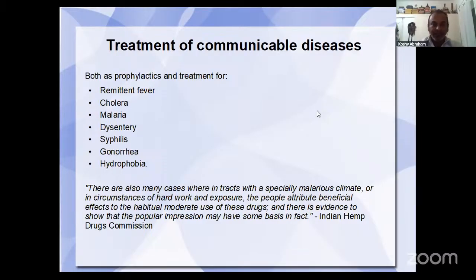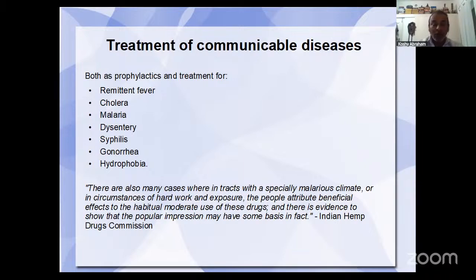We see that in the treatment of communicable diseases, cannabis was extensively used. One is for preventing these diseases, as well as for actually treating these diseases. So we see remittent fever, diseases like cholera, malaria, and other infectious diseases, sexually transmitted diseases, etc., were widely treated with cannabis.